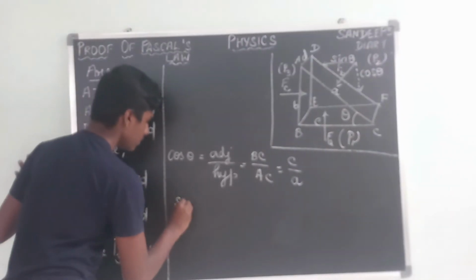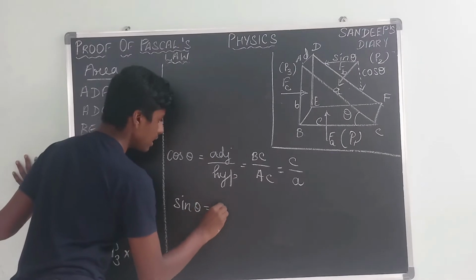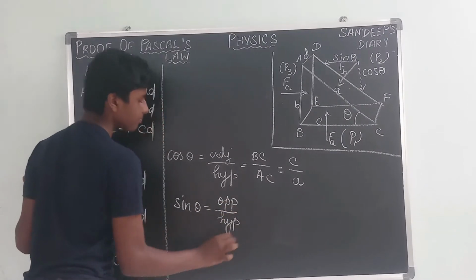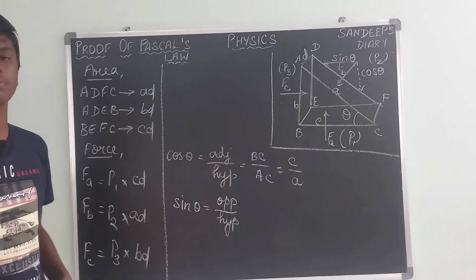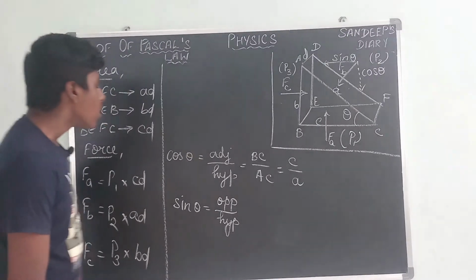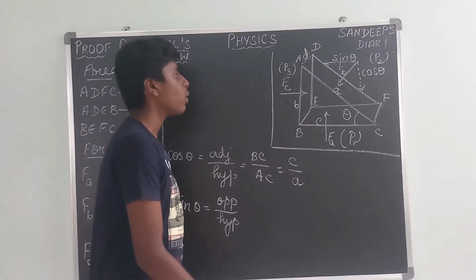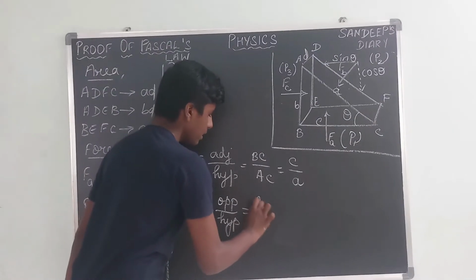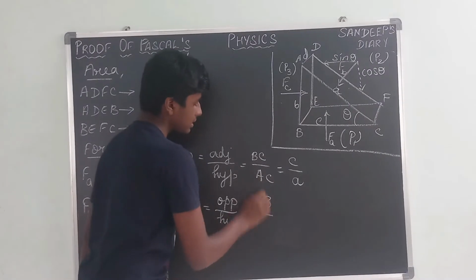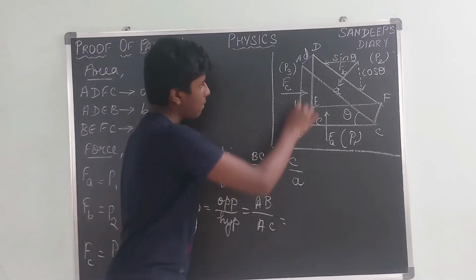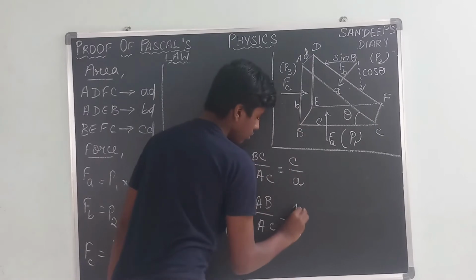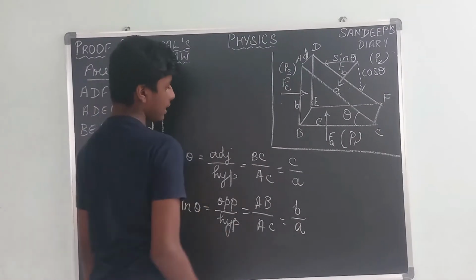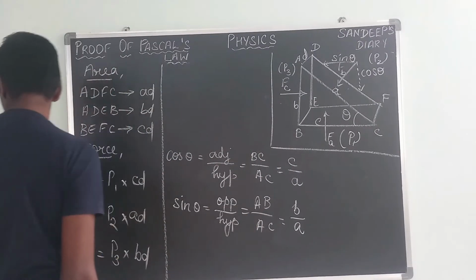Next we have sin theta. Sin theta is nothing but opposite by hypotenuse, right? Next, opposite side of theta, what we have? Opposite side of theta we have AB. Next, hypotenuse side is same, it is AC. So AB we have B. So hypotenuse side is A. So sin theta is equal to B by A. Let us write this aside.